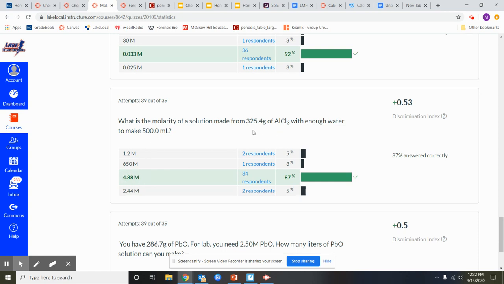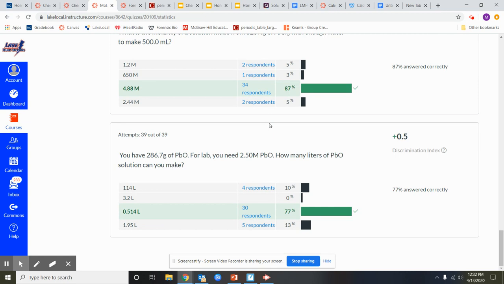So again, just knowing your equations and knowing the units that you have to be in will be very helpful, especially when you do this on your test. Okay, and the very last question, you have 286.7 grams of PbO. You need 2.5 molar. So given this number of grams, how many liters are you actually going to be able to make? So again, this is just a molarity equation. So you have 2.5 molar, okay, lead 2 oxide here.